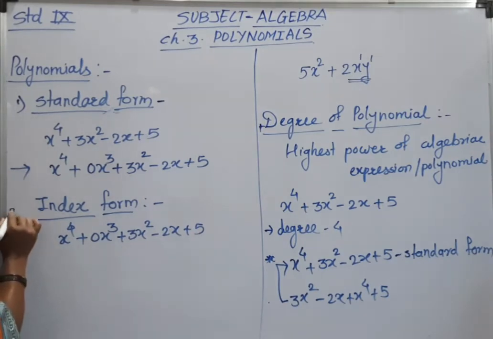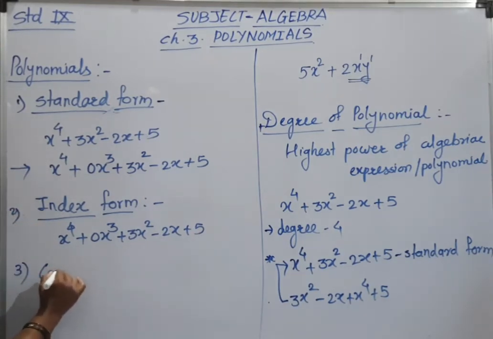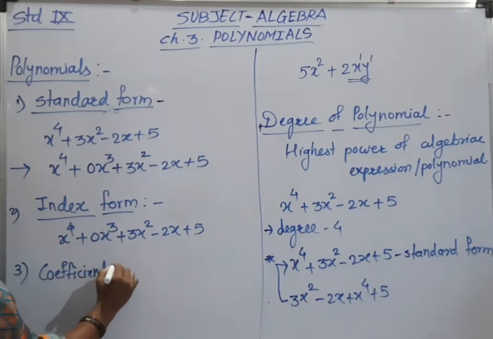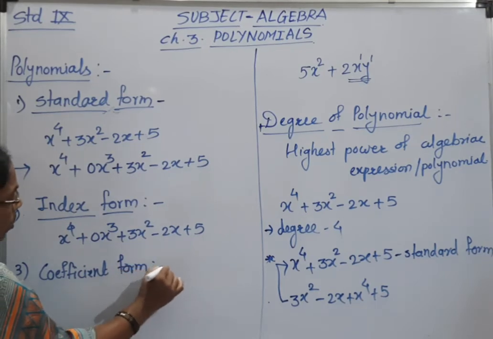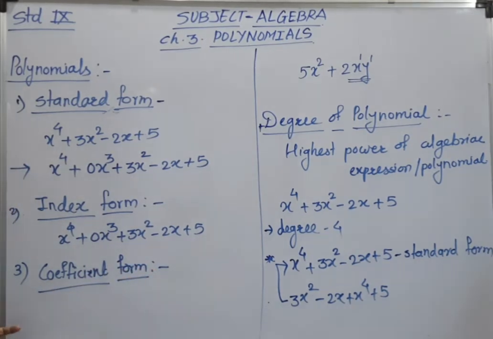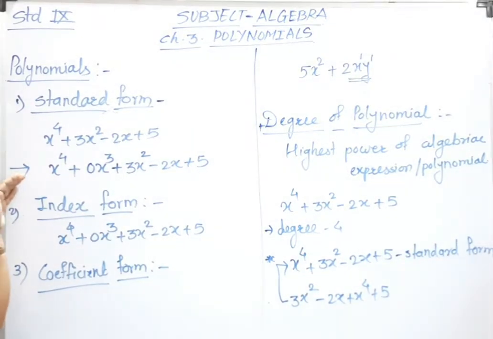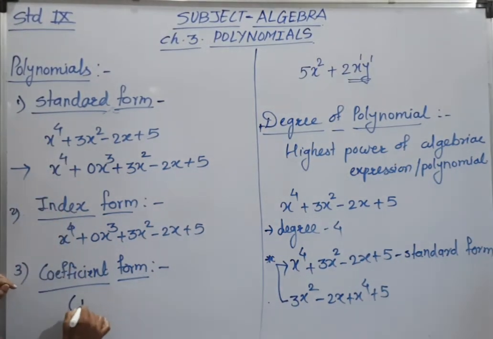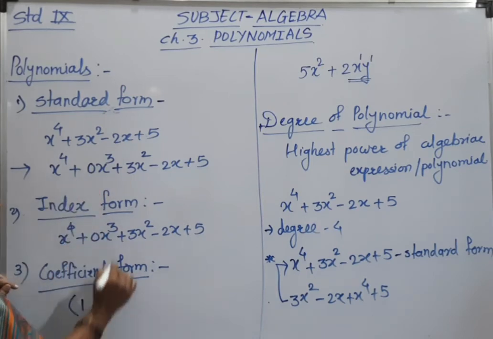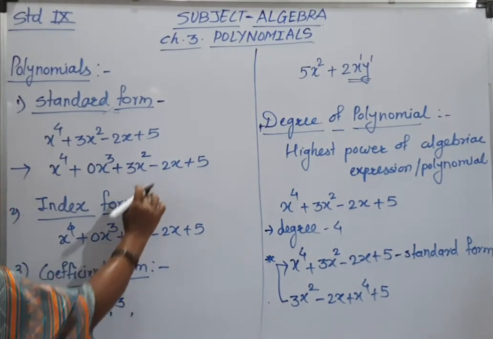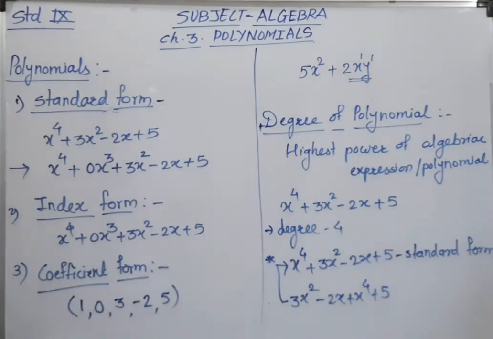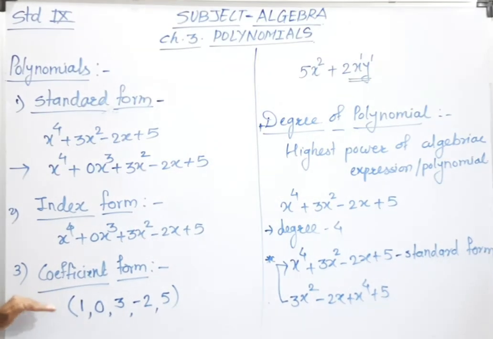Now the third part is the coefficient form. Coefficient form means we write all these terms taking coefficients only. For that, first we have to write this polynomial in the standard form and then take the coefficients of all terms. The first one is the coefficient of x raised to 4. Nothing is written, which means it is 1. Here it is 0. Here it is 3. And here it is minus 2. And the last term is 5. So this is the coefficient form of the polynomial.